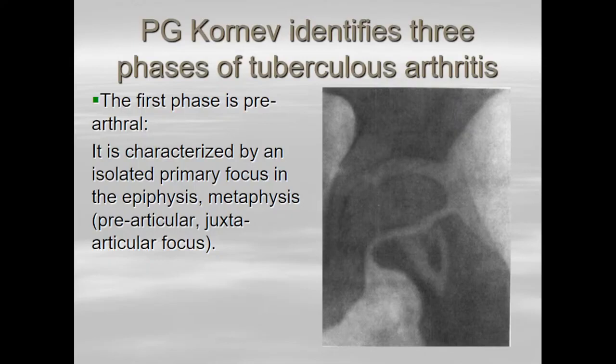Kornev identifies three phases of tuberculous arthritis. The first phase is pre-arthritic. It is characterized by an isolated primary focus in the epiphysis or metaphysis. Synonyms: pre-articular or extra-articular focus. Look, it's the coxal joint. Is it an adult or a child? It's a child. Here, the growth zone is visible first, and on the femur it's the growth zone. This is osteitis, tuberculosis of bone.